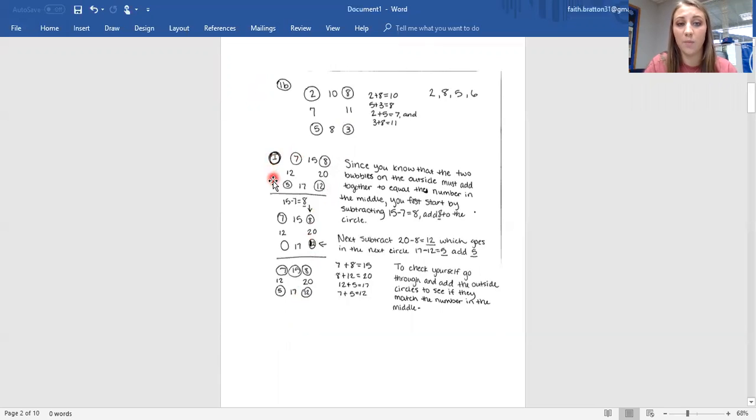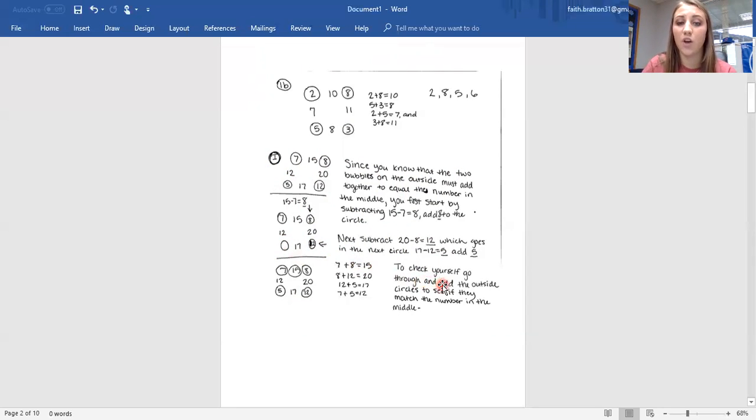Okay, so we'll start with number 1. Since you know that the 2 bubbles on the outside must add together to equal the number in the middle, you start by subtracting 15 minus 7, which equals 8. So you put it in the right top circle. Next, subtract 20 minus 8, which equals 12. You put it right here because 20 minus 8 equals 12, which goes in the next circle. 17 minus 12 equals 5, so you add 5 to the circle.